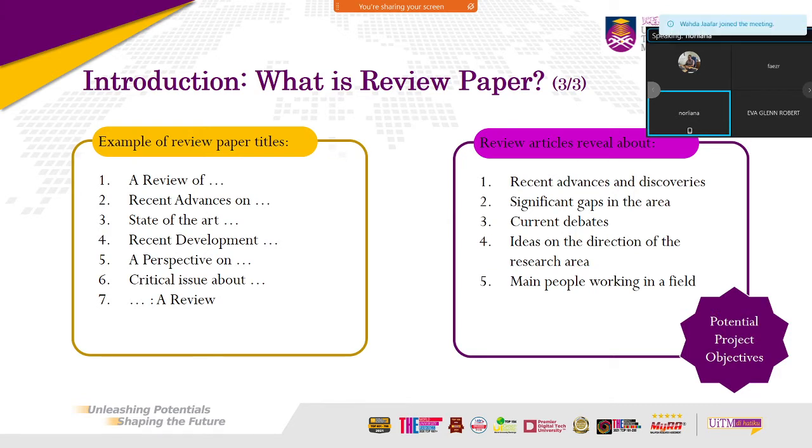Okay, if you read a review paper, you will get recent advances and discoveries, okay, significant gaps in the area, current debates, ideas on direction of research area, okay, main people working in field, dan juga for example, you can have a location of researcher ataupun research. Okay, kenapa nombor 6 atau yang saya nyatakan tapi tak keluar dekat situ ialah location and research, location of research or researcher.